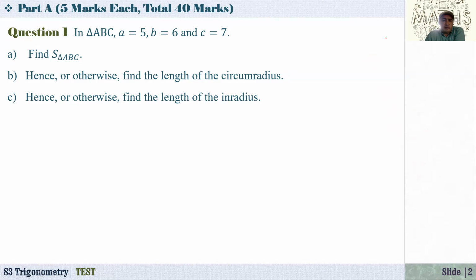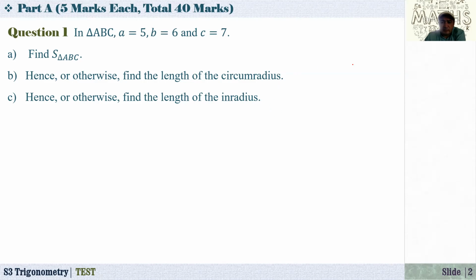Let's start with this question. In triangle ABC, the length of side a equals 5, b equals 6, and c equals 7. Question 1, part A: find the area of triangle ABC. B: hence or otherwise, find the length of the circumradius. And C: hence or otherwise, find the length of the inradius.